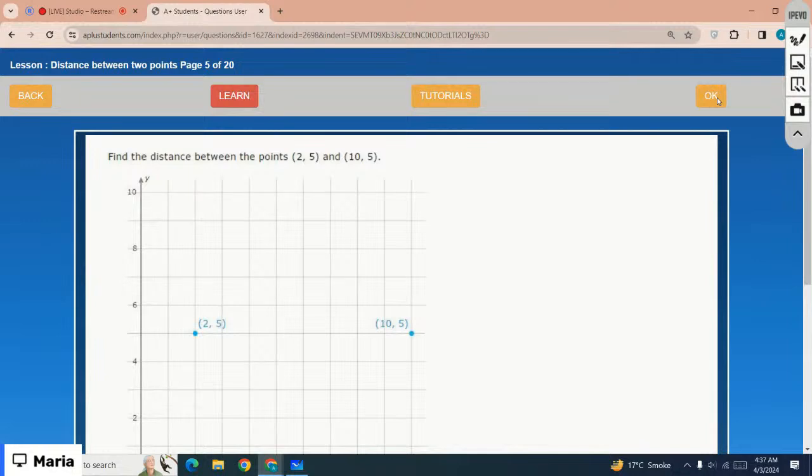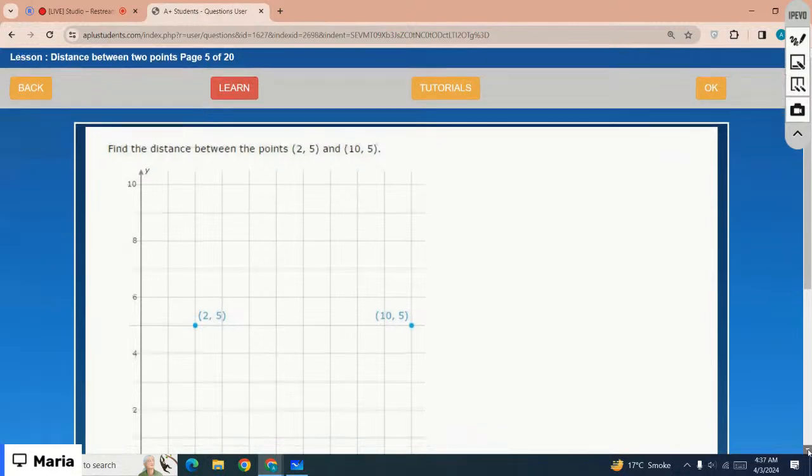Find the distance between the points (2, 5) and (10, 5). So which is the correct option? The correct option is 8 units, right?